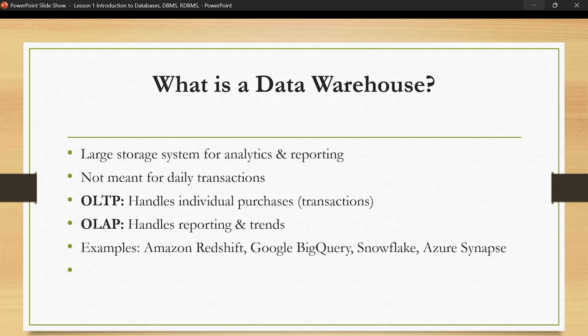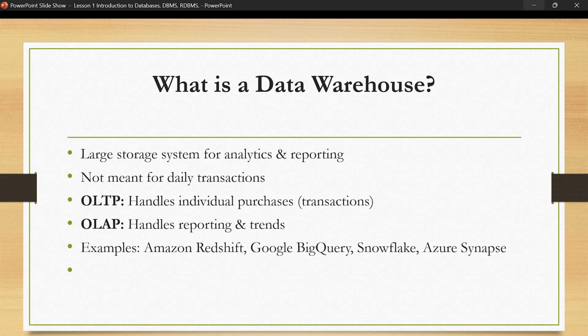Imagine Amazon. Every single purchase goes into the database. Whenever we purchase something from Amazon, it goes into the Amazon database. But let's consider someday management wants to know which category sold the most in the last quarter. For that they use the data warehouse, because we stored the historical data in the data warehouse.